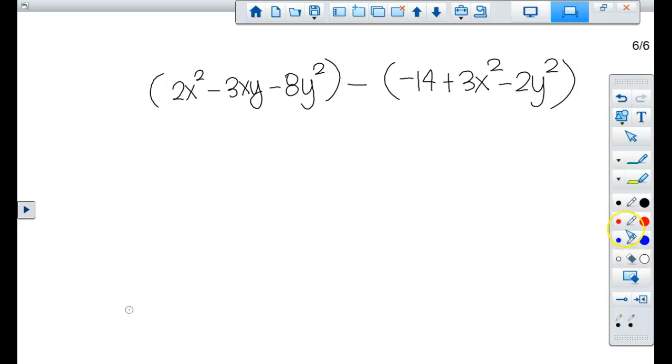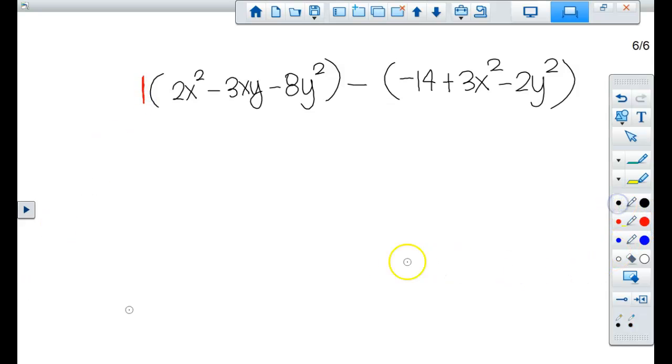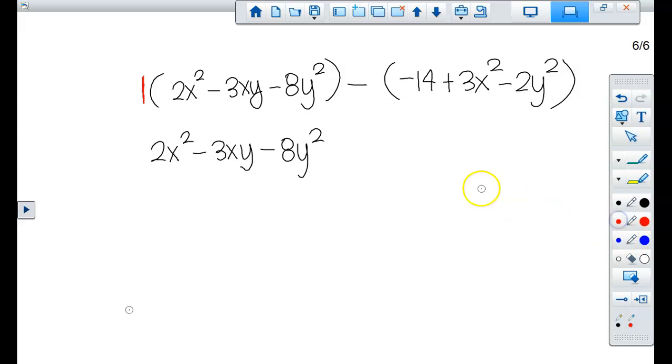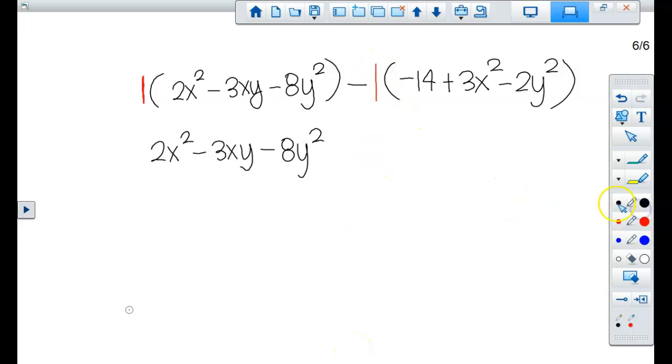So, unwrap first. This first set of parentheses has a 1 in front, and he is positive. So 1 times 2x squared, 1 times negative 3xy, 1 times negative 8y squared. All the same. But the second part of this we do need to watch because there's a 1 there in front of the parentheses, but notice because of the minus sign, he is a negative 1.